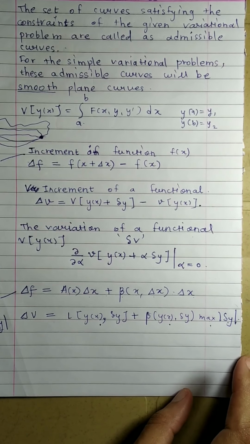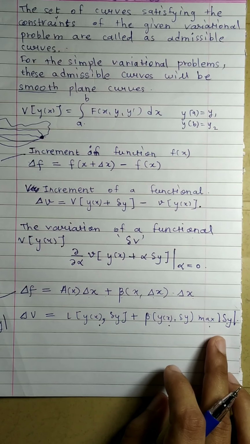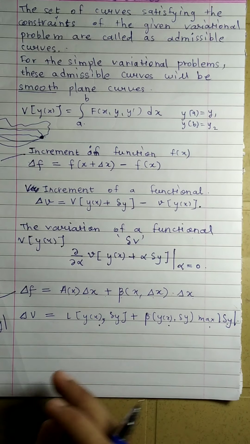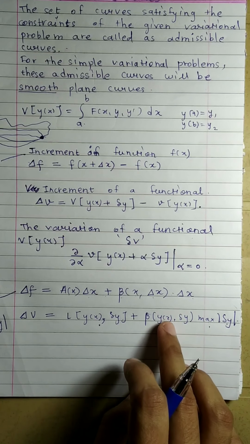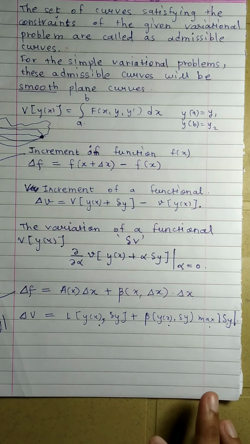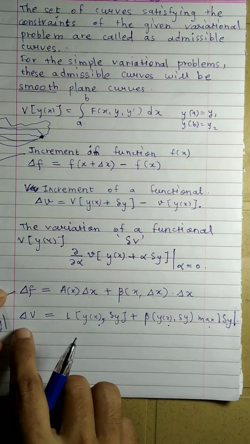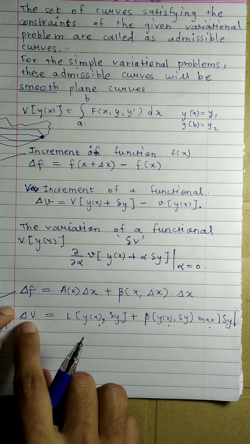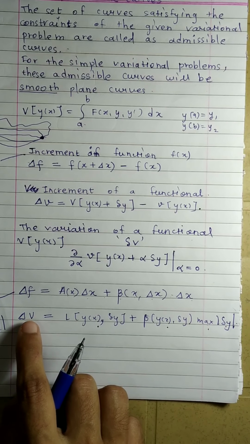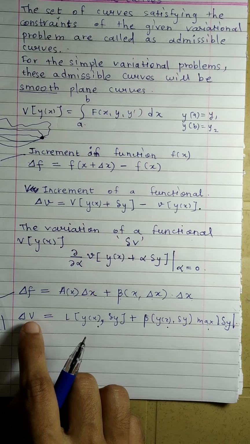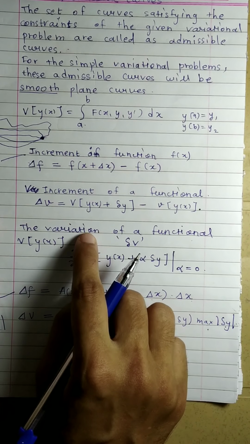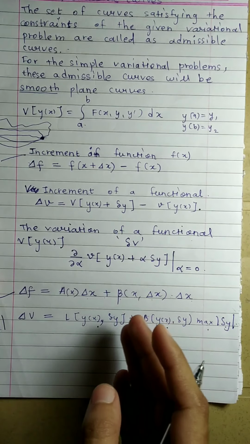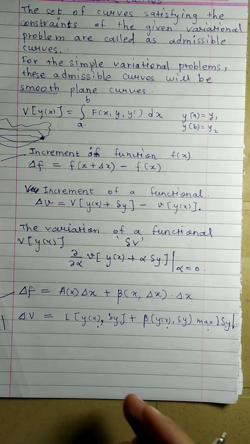I will not go into detail why we are writing it like this, and why, as delta y goes to 0, this goes to 0. It is all taking us towards finding the derivative of this, as well as the differential. I will not go deep into that as we don't need it. I just need this quantity because I want to define the extremum of a functional.